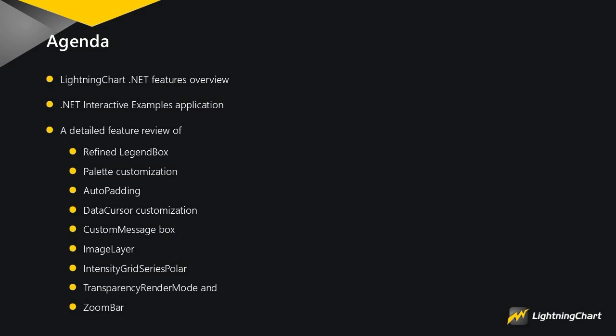We will start reviewing LightningChart.net features, and then we will move on to understanding more about the .NET Interactive Examples application, and then we'll discuss more in detail about specific features, including refined legend box, palette customization, auto padding, data cursor customization, custom message box, image layer, intensity grid series polar, transparency render mode, and zoom bar. So this is it. Let's get started.